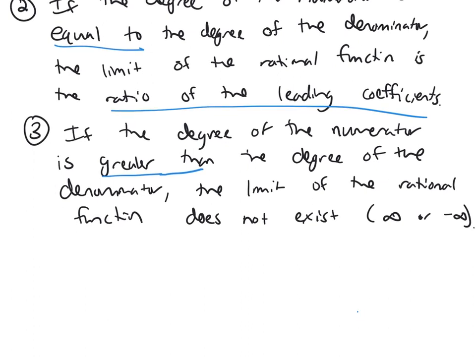So if you have a rational function and you're trying to determine the limit at infinity, all you need to do is compare the degree of the numerator and the degree of the denominator and use these rules to help you figure out the limit.